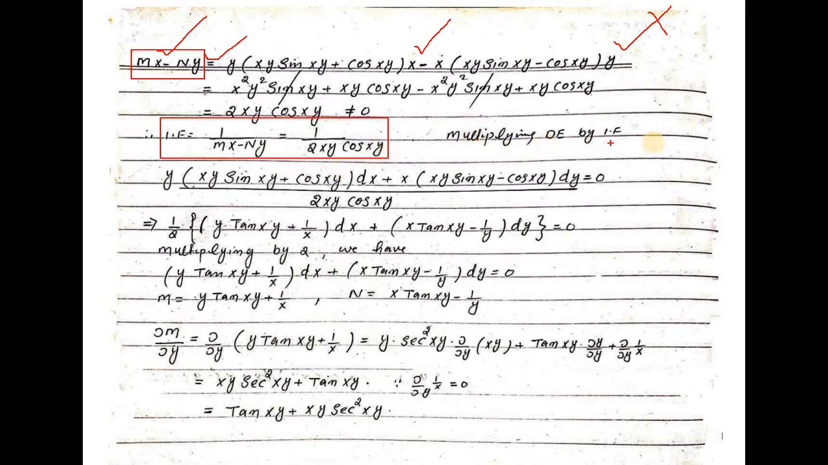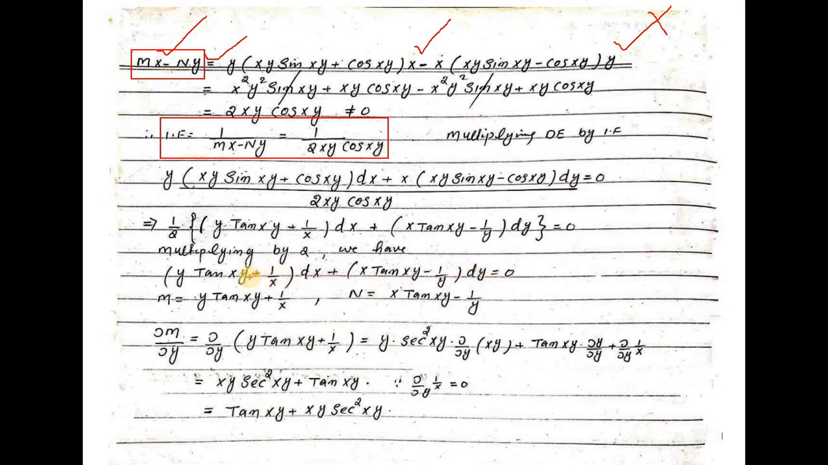Multiplying the differential equation by the integrating factor. Now we have to multiply the given differential equation by this integrating factor. Simplifying, we will divide the first term by this integrating factor, similarly the second term by this integrating factor. So we get this differential equation. Multiplying both sides by 2, we get this differential equation.